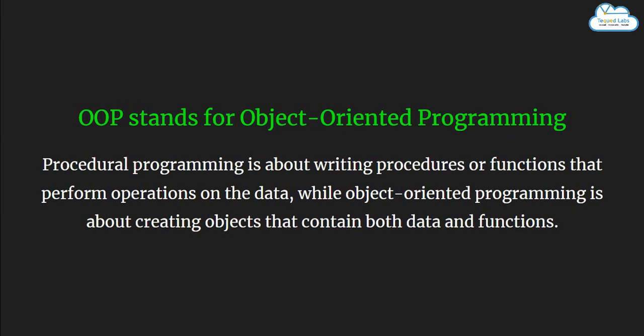Procedural programming is about writing procedures or functions that perform operations on data. But this particular OOP concept is about creating objects that contain both data and functions. In procedures, you will have to write a procedure, you will have to write a function. But if you use OOP here, both data and functions can be stored by creating an object, right?